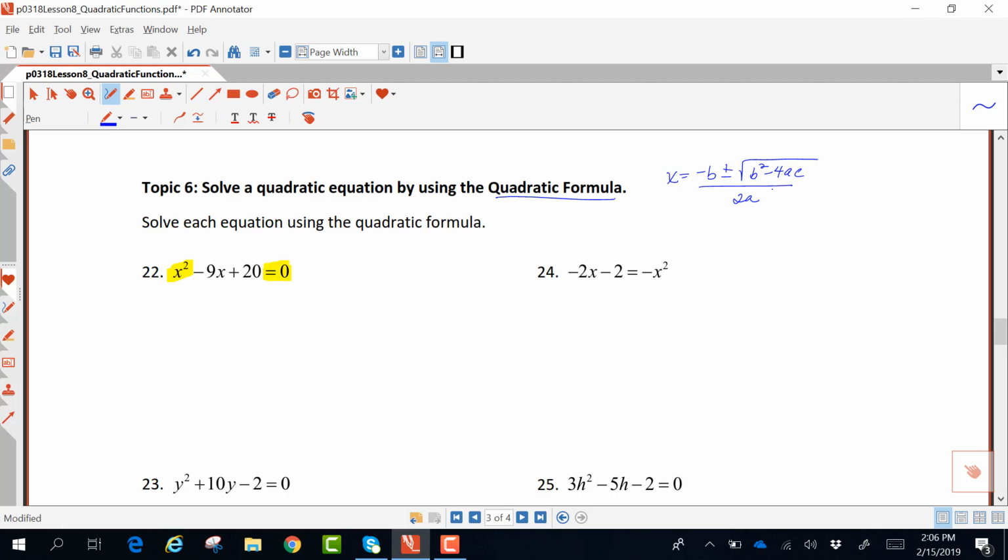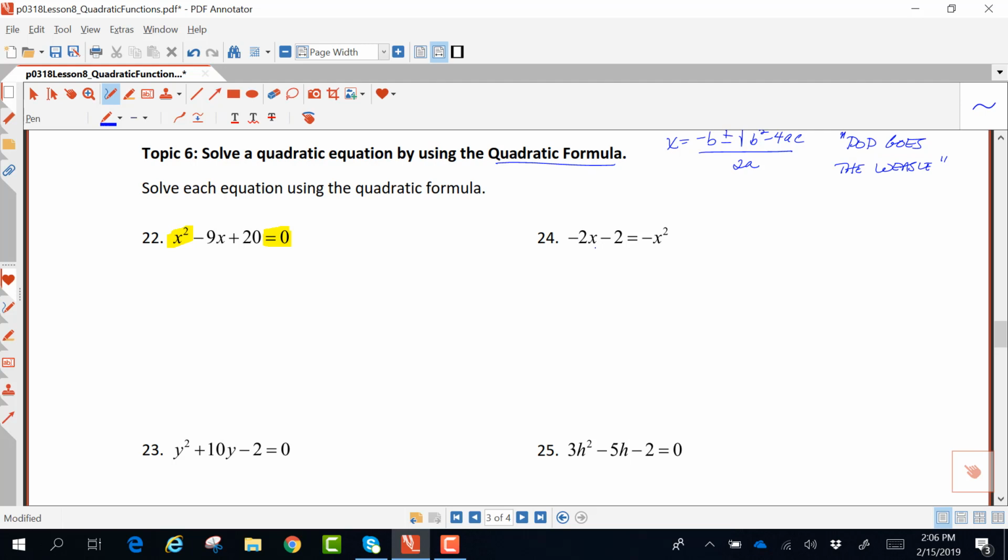There is a melody that goes with this formula, which is x equals negative b plus minus the square root of b squared minus 4ac all over 2a. That melody, if you recall, is from Pop Goes the Weasel. It's a little bit embarrassing to sing that, but you can practice it maybe when you're by yourself in your closet at home.